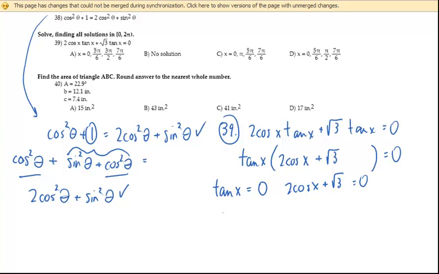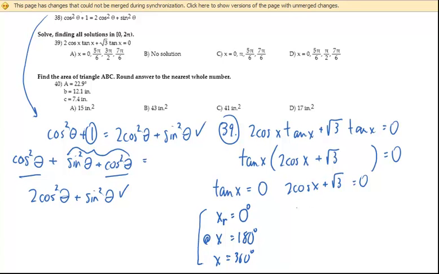So on this one, I just have to remember my reference angle for when tangent of x equals 0. That would happen at 0 degrees, and this repeats itself at x equals 180 degrees and at x equals 360 degrees. So these would be the solutions if you want to know all the solutions between 0 and 360 inclusive.